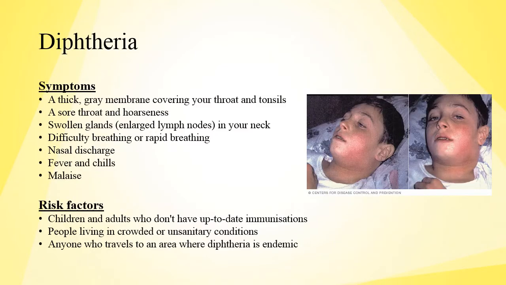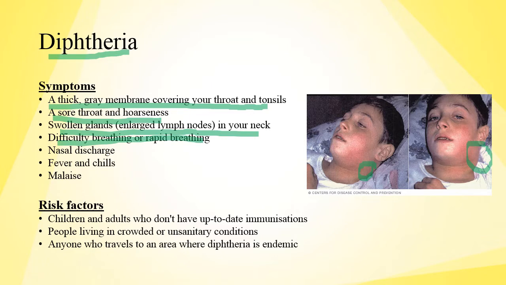Let's look at the disease caused by Corynebacterium diphtheriae, known as diphtheria. The symptoms of diphtheria include a thick gray membrane covering your throat and tonsils, along with a sore throat and hoarseness. It also comes with swollen glands, which is an enlargement of lymph nodes in your neck, as shown in this picture here, and leads to difficulty breathing or rapid breathing. It presents with nasal discharge, fever, and chills.